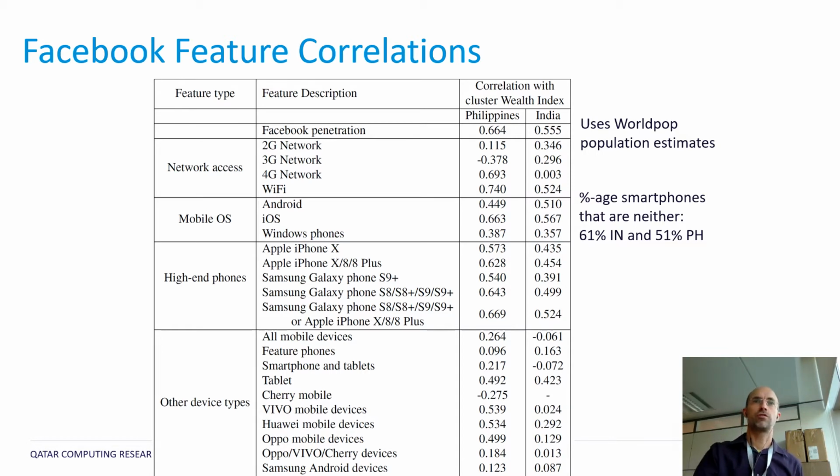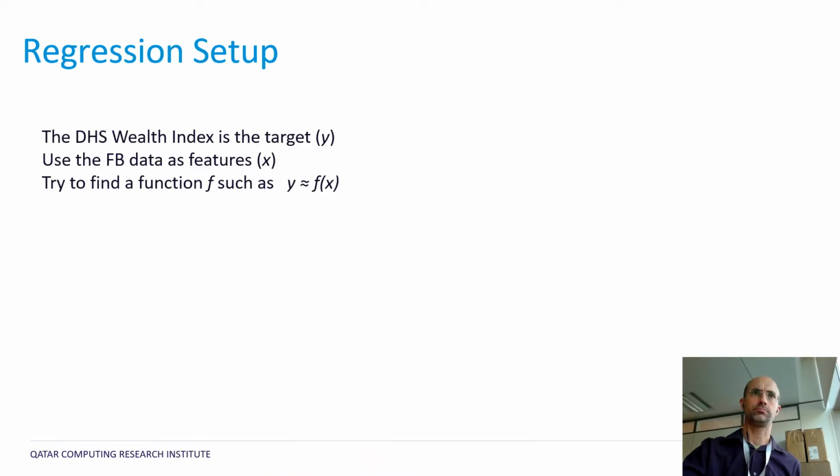And here I'm just showing the correlations, and among other things, you'll see that generally higher Facebook penetration indicates a higher wealth index both across Philippines and India. But some of the other patterns are not necessarily consistent, whereas 4G usage in Philippines indicates higher wealth, in India, it's not correlated at all with wealth index.